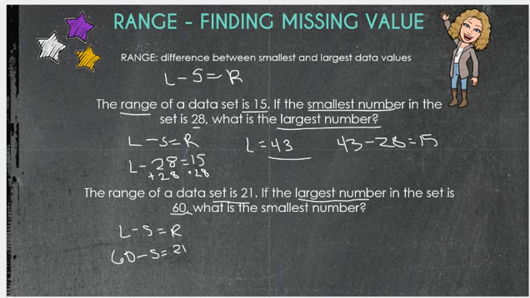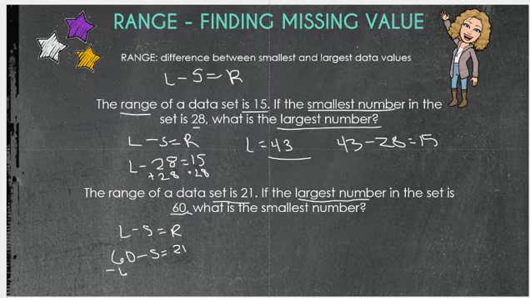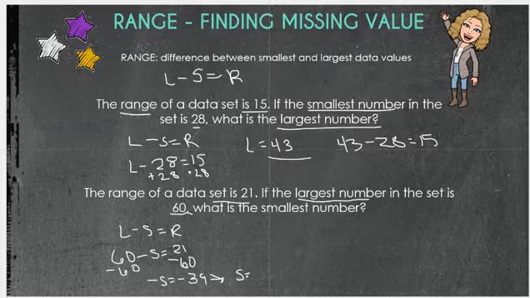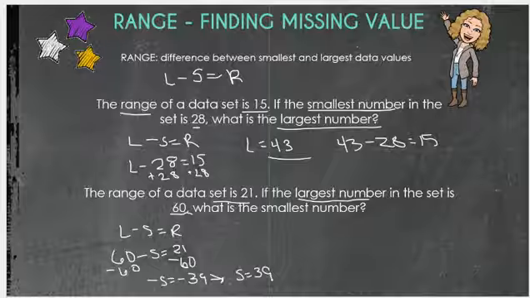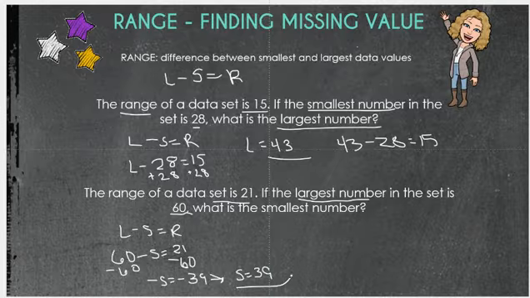How can we find that? We can do 60 minus 21 and get the missing number. If you wanted to try to solve it equation-wise, we would subtract 60 from both sides. And we would end up with negative s is equal to negative 39, which then means that positive s is 39, which is the same thing that we get if we simply said, okay, subtract 60 minus 21, you would get 39. So our smallest number in this case is 39.